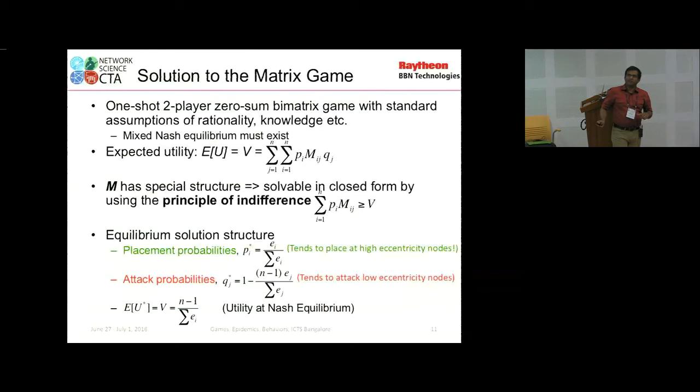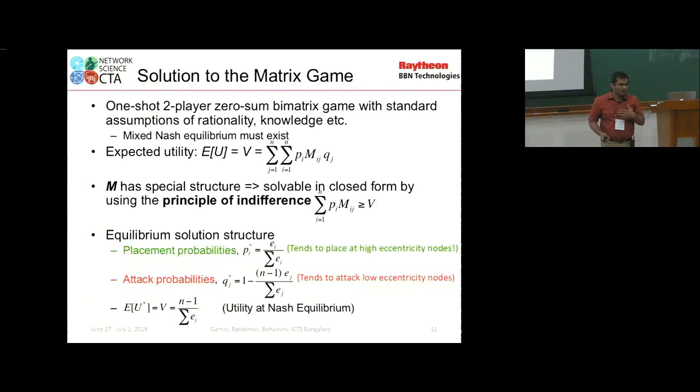Now, the interesting thing is that the placement probabilities are proportional to EI, which means the designer favors placement of the controller on nodes with high eccentricity, which is counterintuitive. Because normally, if you didn't have the strategic adversary, you would try to choose nodes with low eccentricity. But because the attacker also sees that he wants to attack those nodes, the defender is kind of fudging that and evading the attacker and trying to skew his probability distribution in a different way.